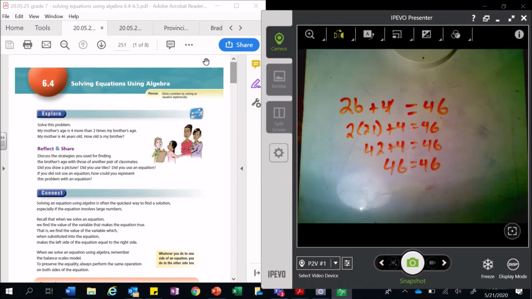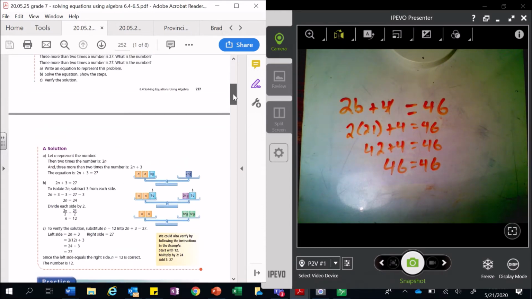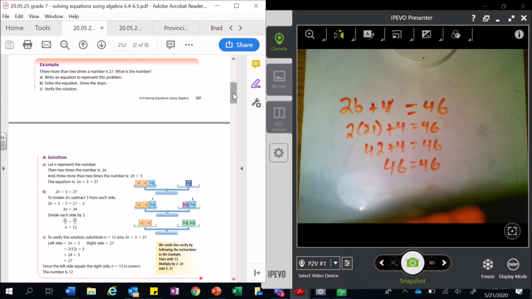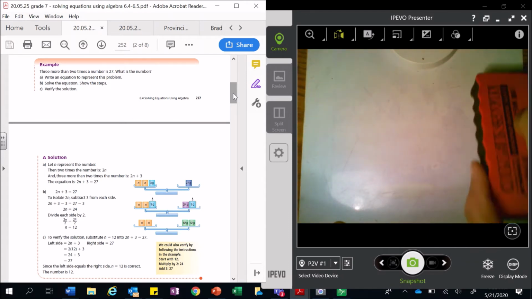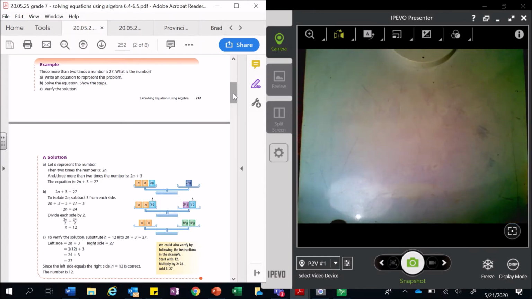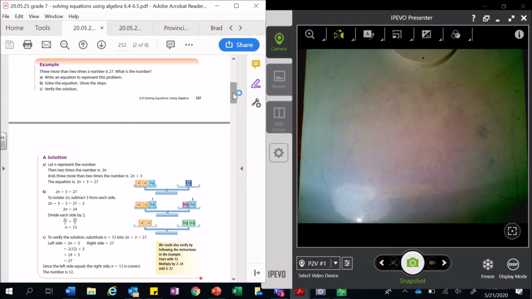Let's take a look at some more examples here. Now this one shows an example using algebra blocks. You know what, I'm going to tell you folks right now, I am not going to test you on algebra blocks too heavily, but let's see what we've got.